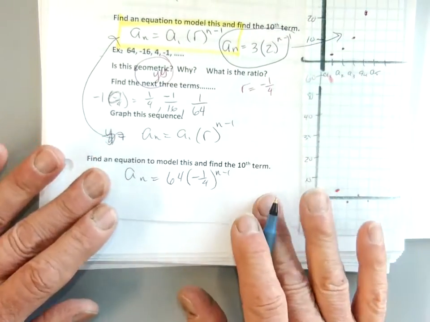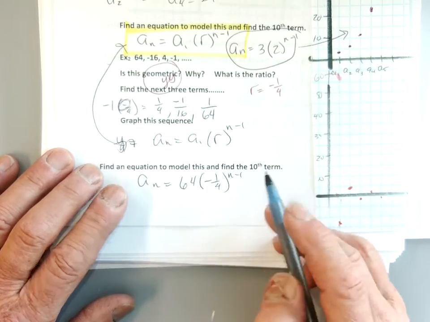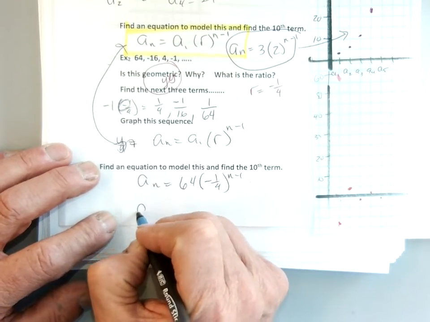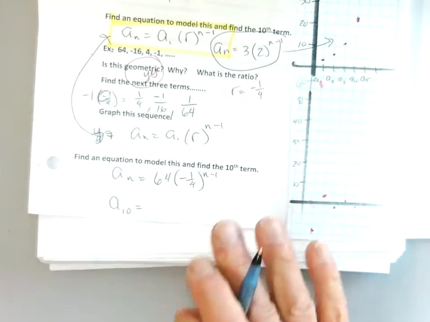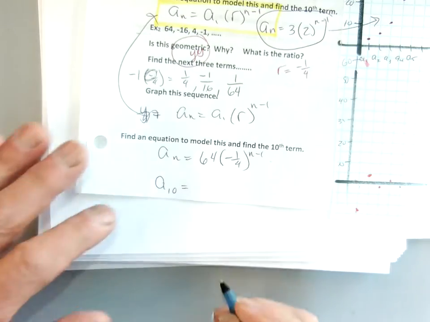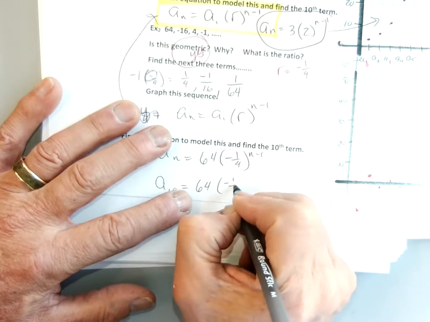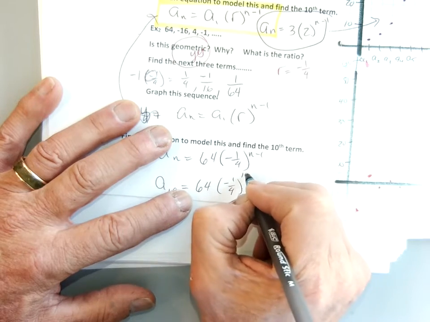Now, if I had to find the 10th term, I'm just going to plug in 10. So a of 10 equals, I'm looking for the 10th term. A of 10 means, what's the 10th term? A of 10 is equal to 64 times negative 1/4 to the 10 minus 1 power.